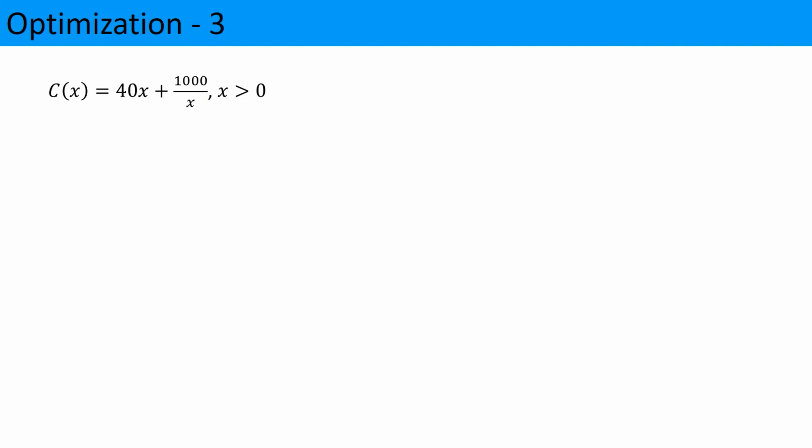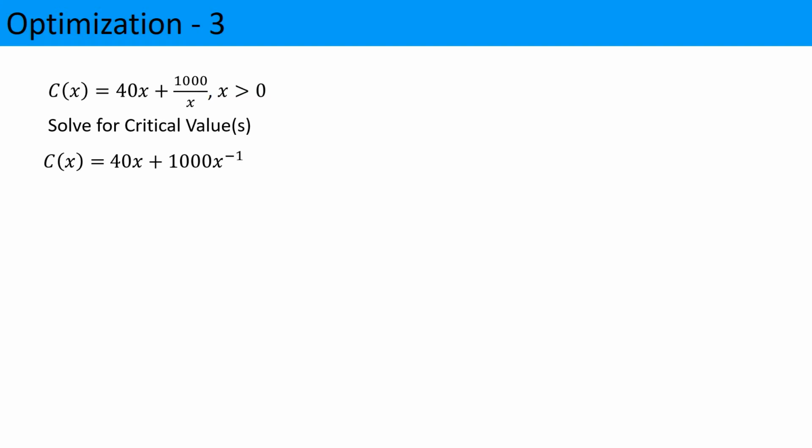We can use the first derivative test or the second derivative test for this purpose. Regardless of the test we choose, we need to solve for critical values. Critical values are the X values in the domain of the function where the first derivative equals 0 or the first derivative is undefined. Before taking the derivative, let's rewrite the cost function as C of X equals 40X plus 1,000 times X to the minus 1.